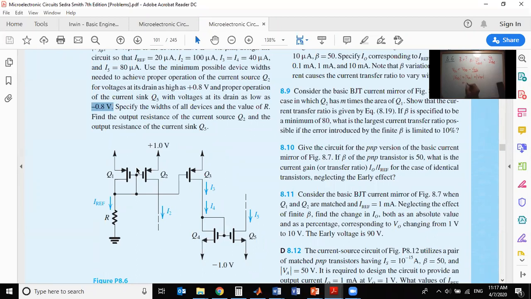So we know that V overdrive is 0.2 and V threshold P from the question is 0.5, so this is going to be 0.7. Now R is VG, which is VDD minus VSG, so 1 minus 0.7, divided by I reference, which is how much? I reference is 220 microampere. If you substitute, this gives you 15 kilo ohms. So now we found the resistance R.